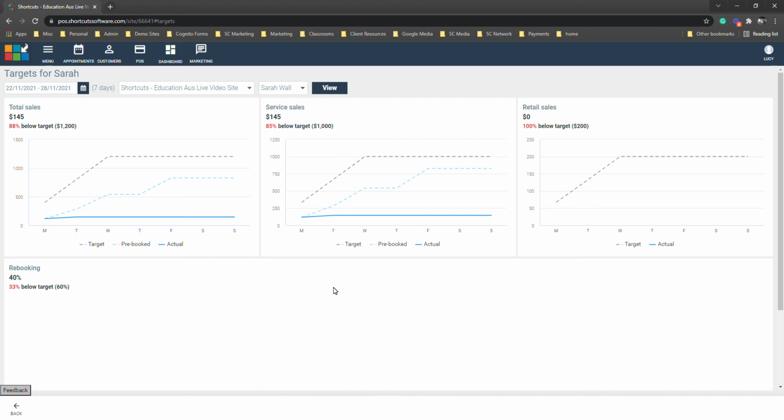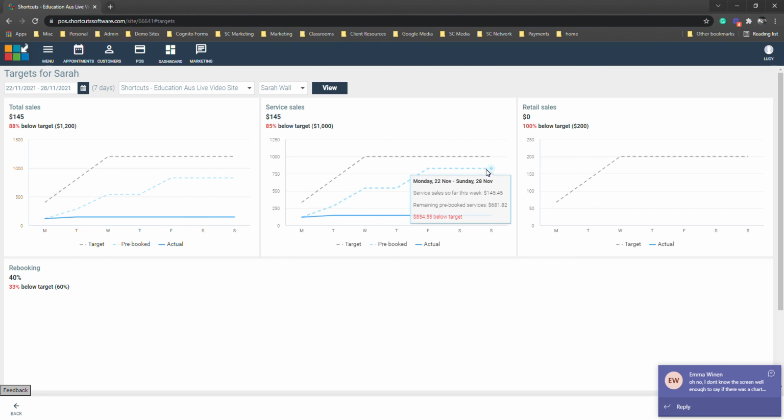So just the 4 KPIs here for Sarah. Center graph, service sales. As you can see, by the time we get to Saturday for Sarah, she's not going to be hitting her target based off what is booked in. So Sarah knows she's got some upselling to do before Saturday, so she can start planning for that now on Tuesday. That's the great thing about targets: we're not looking towards the end of the week to see if we're going to hit our target and then suddenly rushing for that. What we have here is Tuesday, so there's plenty of time for Sarah to get those upsells in to reach her target.